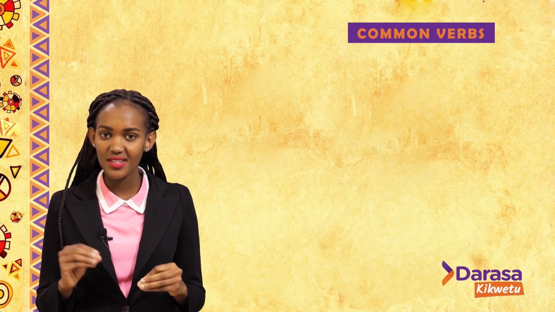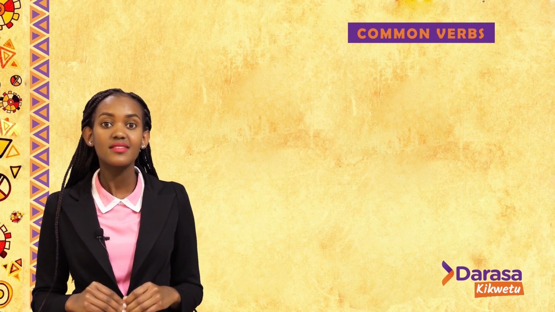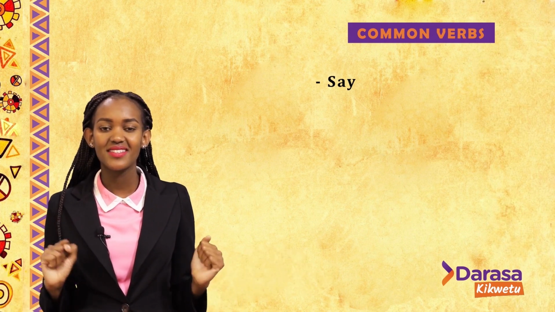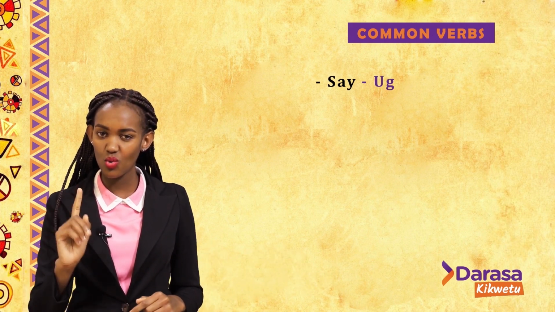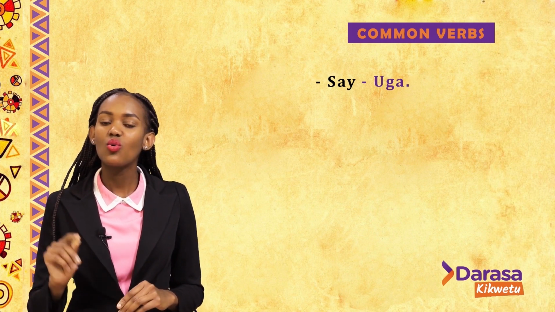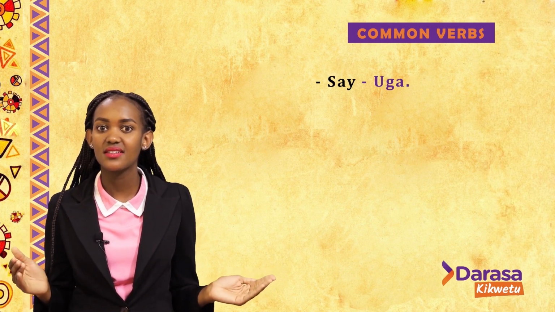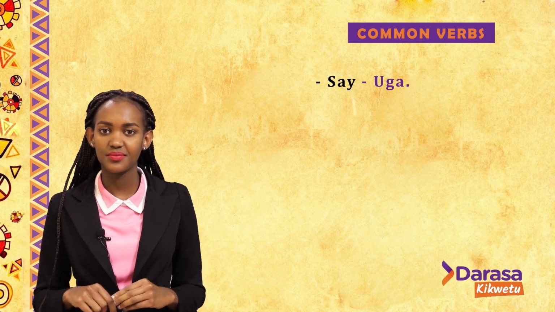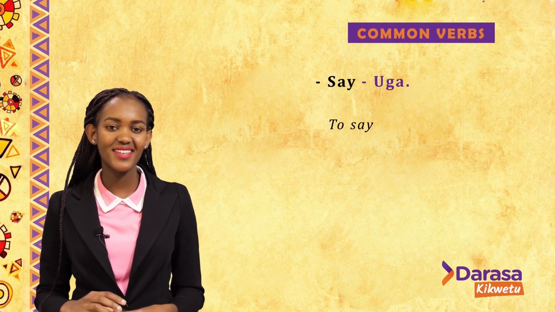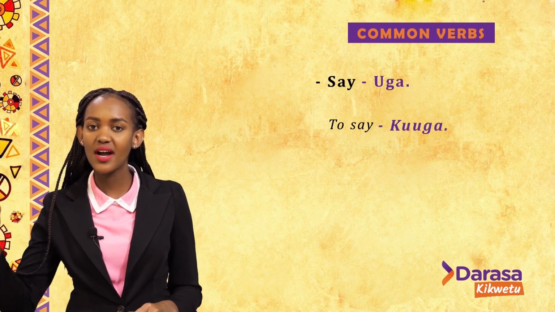Now let's move to the next verb, which is say. Say is uga. Let's say that. Uga. Say. Uga. But to say is kuga.